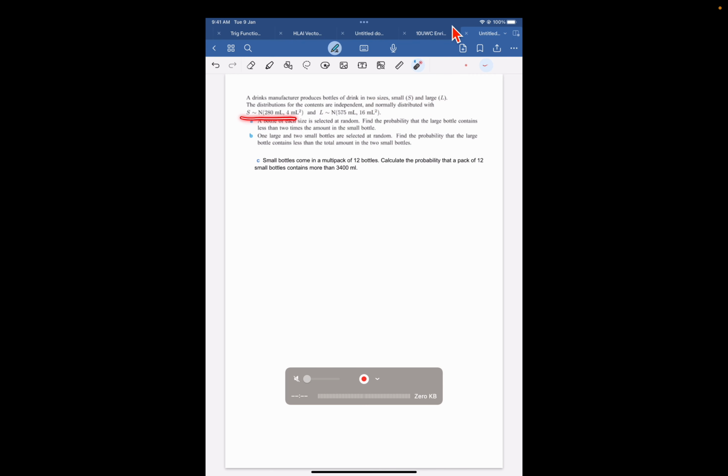Right, so I always like to start these by unpacking the information in the question and writing it in my main part, so I don't have to keep referring back up to the question. Clearly we've got some means and variances. Let's write that as E of S equals 280, and var of S here, which is 4. We know it's variance because it's given in millilitres squared. That is definitely variance, and it's the usual way we denote normal distributions.